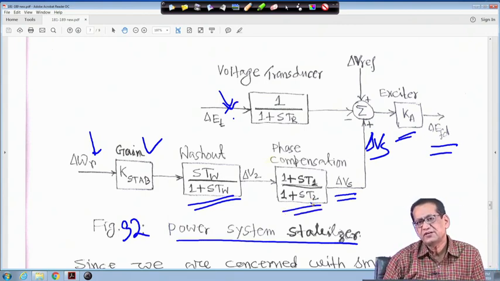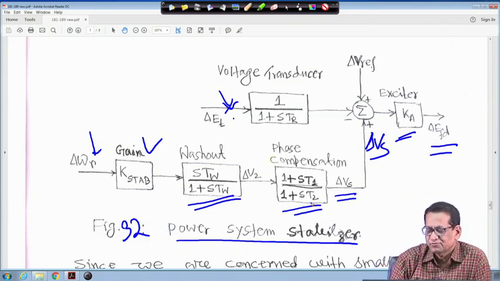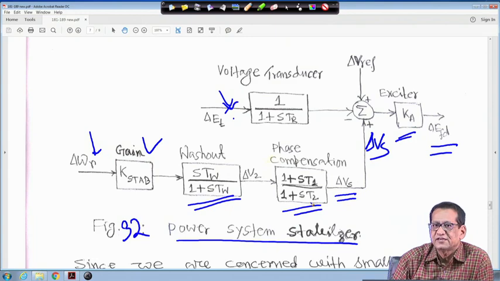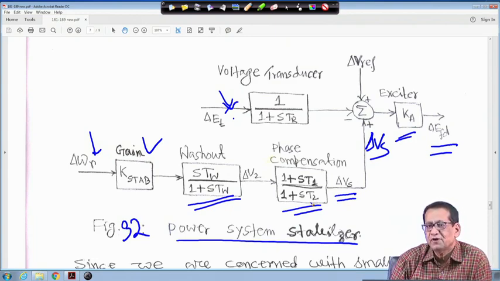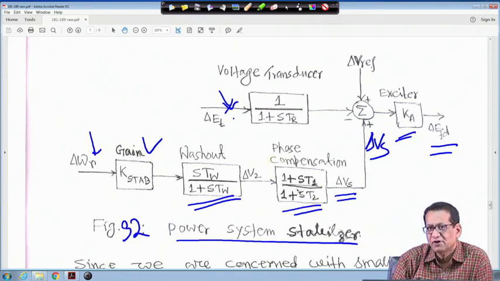In power system applications, for the phase compensation only one block is taken, and T1, T2 you have to optimize. It depends on which system you are applying, and accordingly you have to design the parameters T1, T2. Here it is only single-block phase compensation, but it may take some other form.